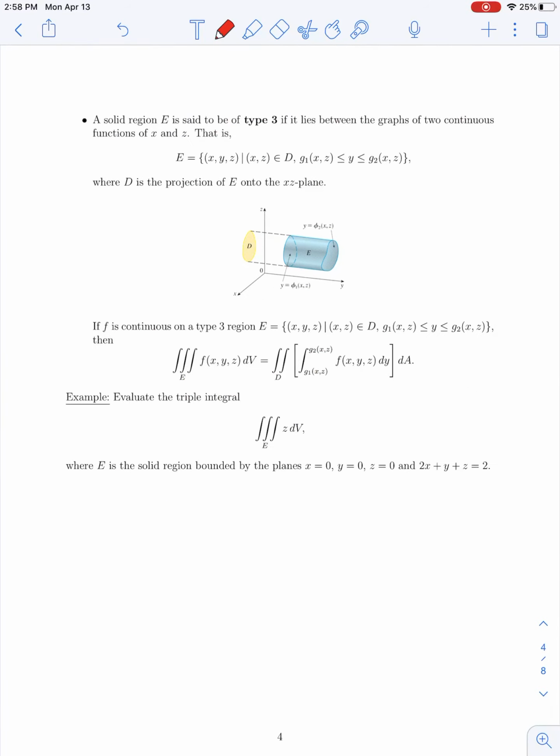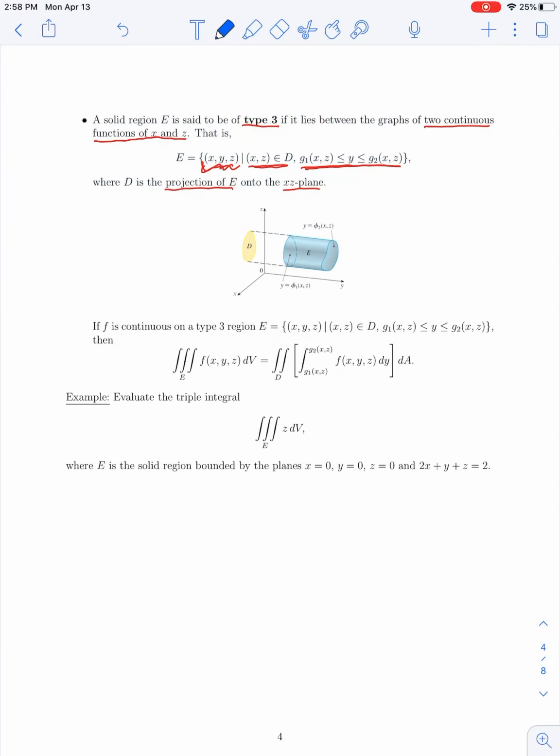So for our last type of bounded solid region, we would classify it as type 3, and it's said to be type 3 if it lies between the graphs of two continuous functions of x and z. So that is, if our solid would be the set of all points x, y, and z, where y is bounded above and below by two functions g1 and g2 of x and z, and x and z are within some region D in the xz plane, which would be the projection of our solid onto the xz plane.